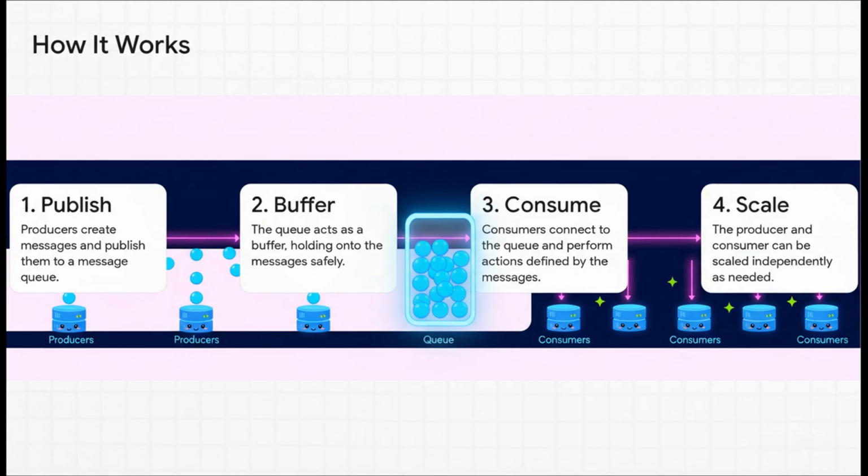Okay, so here's the play-by-play. It's actually super simple. 1. Our web servers, the producers, just fire and forget. They publish tasks to the queue. 2. The queue just holds them. That's its job. 3. A totally separate group of servers are consumers or workers. They pull tasks from the queue whenever they have a free moment, at their own pace. And 4. And this is the real game changer. If that queue starts getting long, we just spin up more consumer servers. The web servers, they don't even notice. They're totally protected from the chaos.